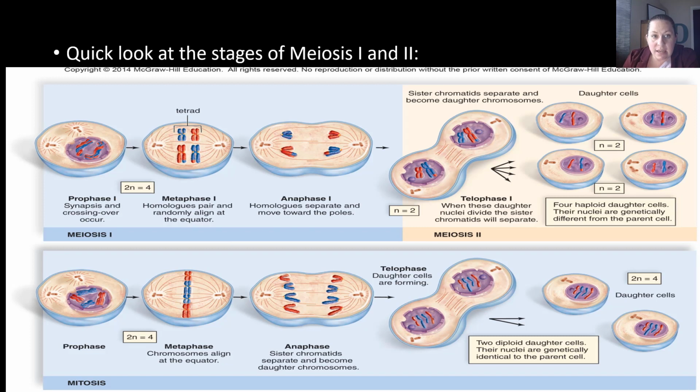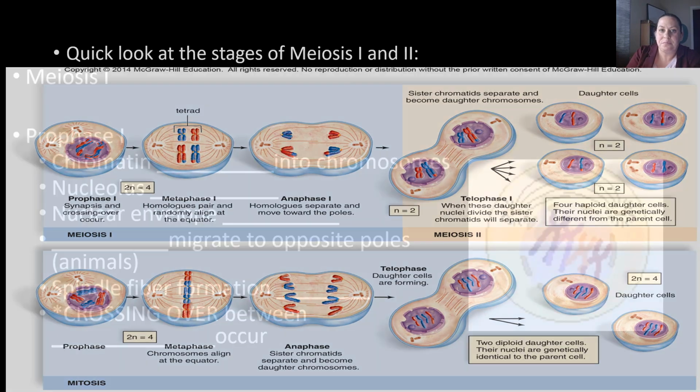And you can mostly see it based on, especially in metaphase, how the chromosomes line up at first. Okay, so you can see chromosomes are lining up in pairs up there in meiosis, but they're lining up in straight lines over in mitosis. So let's look at why.